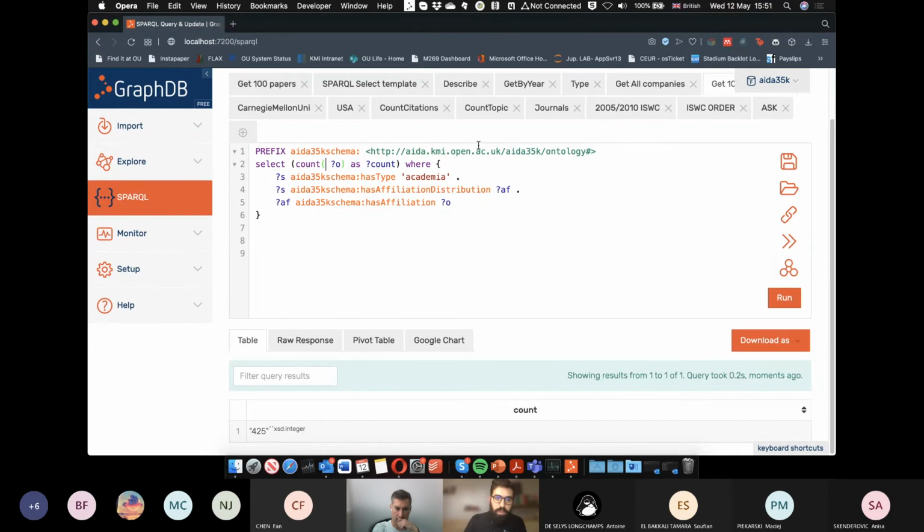If I remove distinct, let me check how many of them. Yeah, almost 2,000 universities. So as you can see, again, I start from the subject, a given paper, because what I want is affiliations. I start from the paper, and I get that this paper is from academia, and then I get the distribution. I get the reified object, so the distribution of those papers, and then I get the affiliation. It's the same as industrial, the same thing.